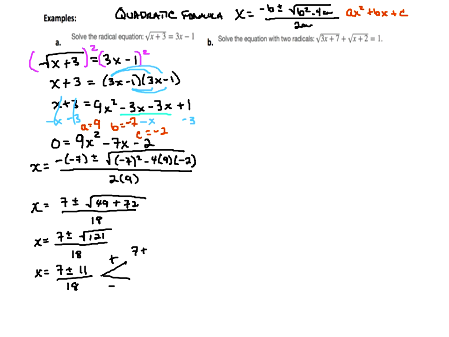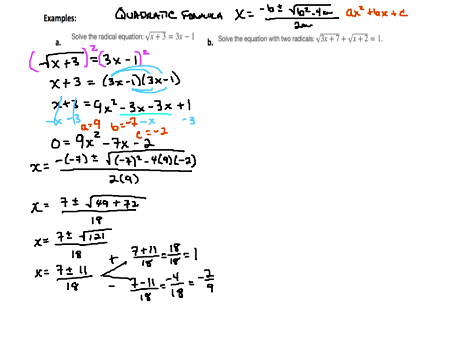So here we have 7 plus 11 over 18, which is 18 over 18, which is 1. And then we have 7 minus 11 over 18. 7 minus 11 is negative 4 over 18. And that reduces to negative 2/9.